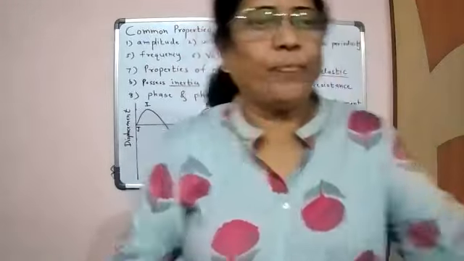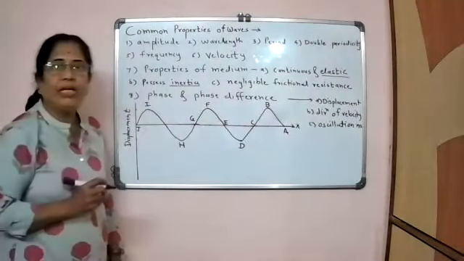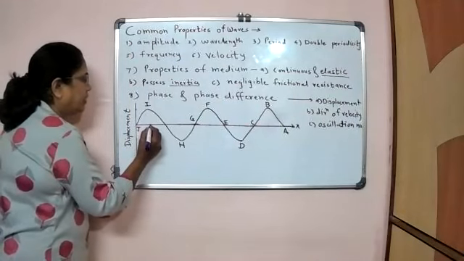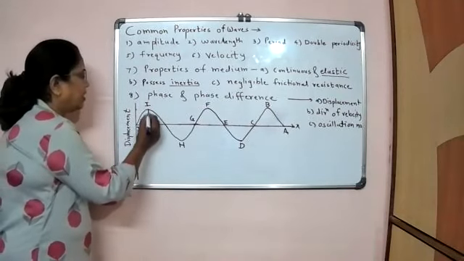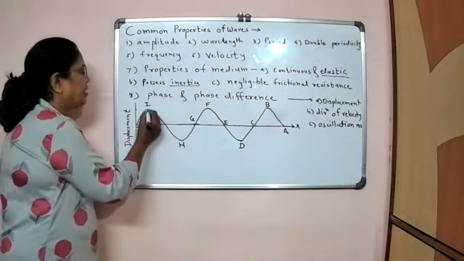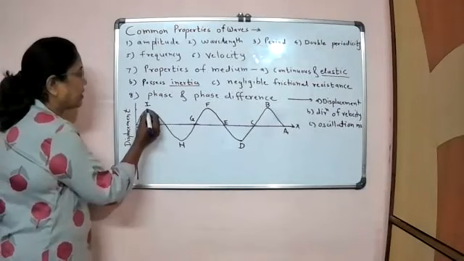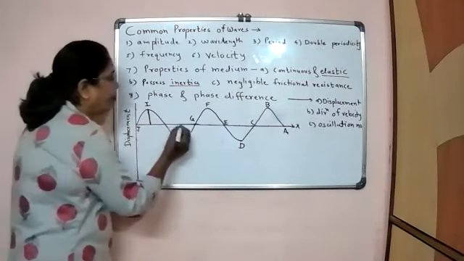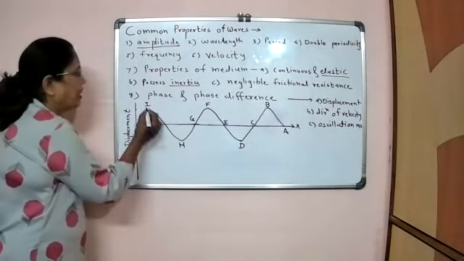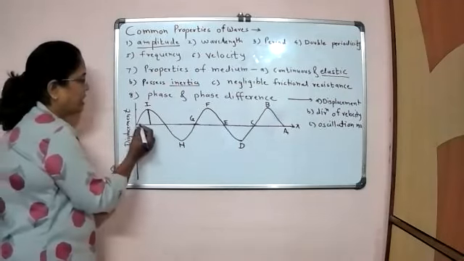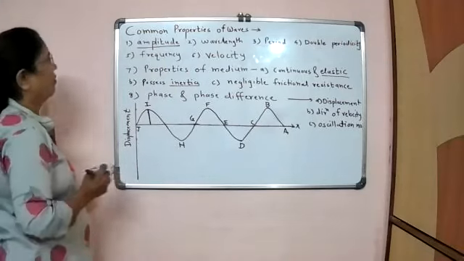So what is amplitude? See, this is the mean position and this much is the maximum displacement of the particle of the wave. This maximum displacement, which is measured from the mean position, is called amplitude. Maximum displacement of the particle, measured from the mean position, is the amplitude of the wave.